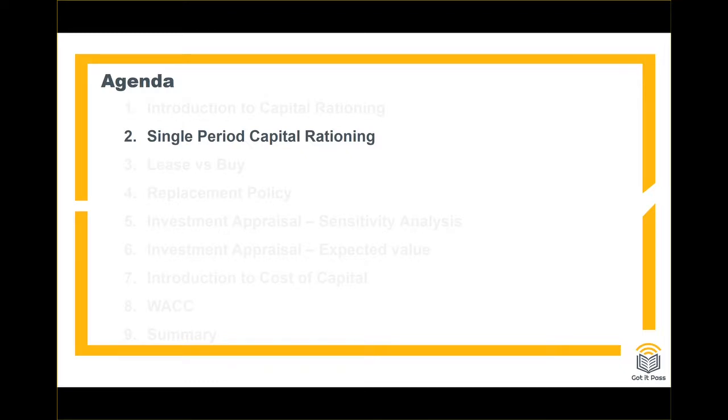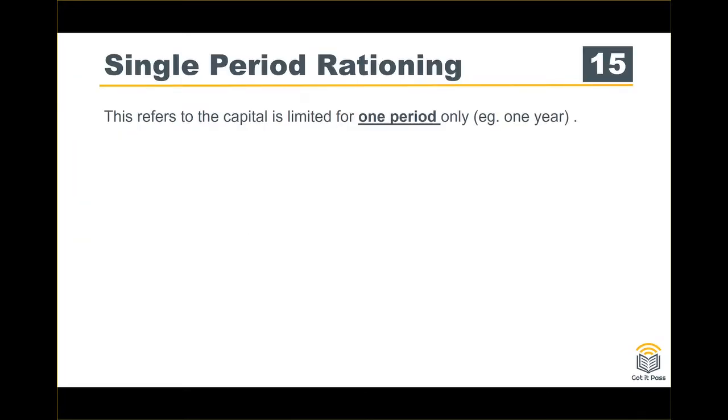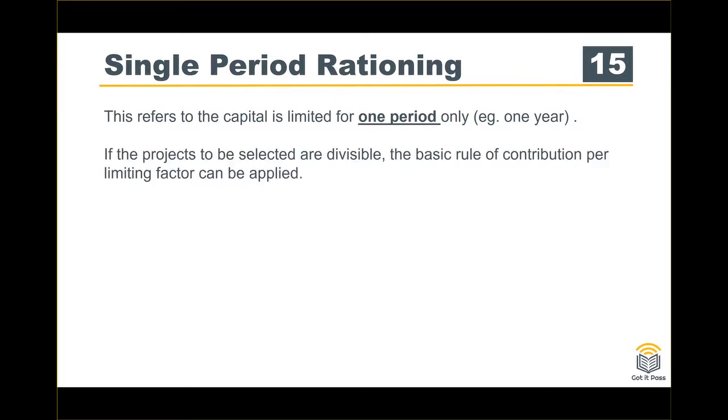So the second part of today's class is about single period capital rationing. It refers to capital being limited for 1 year, 1 period only. If the projects to be selected are divisible, and it is very important, divisible, it's the key words I hope you remember when you study, then the basic rule of contribution per limiting factor can be applied.